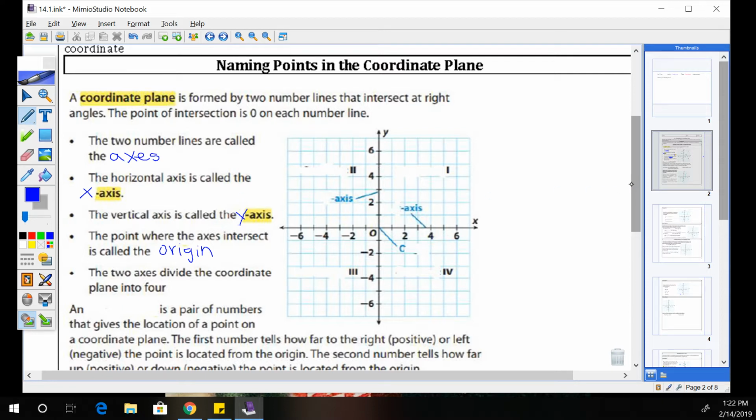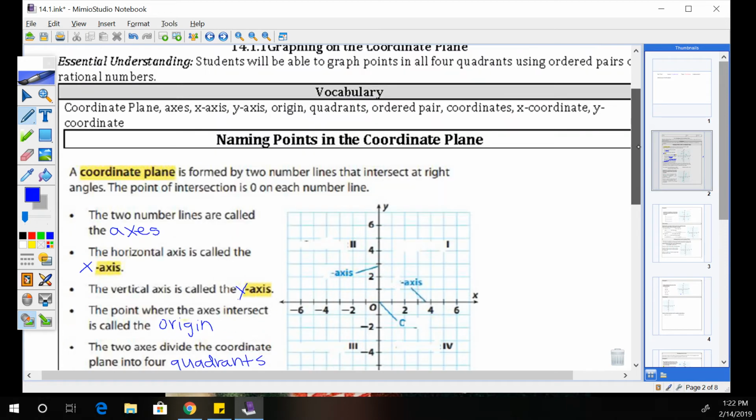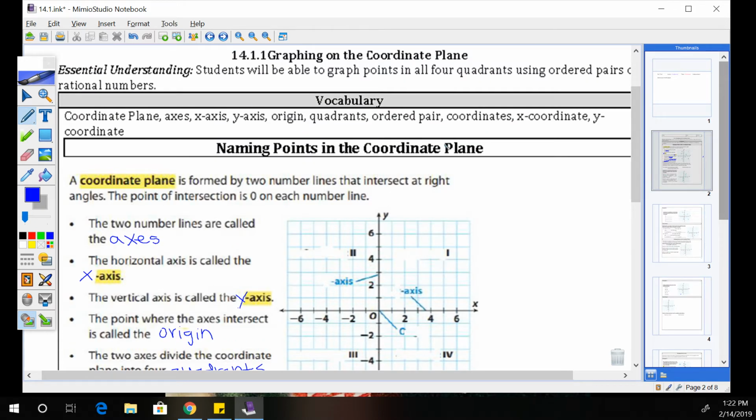Okay? And then if you keep reading, the two axes divide the coordinate plane into four quadrants. Okay, take notes. All you're doing is filling in the blanks as we follow along. It'll save a lot of time. And blank is a pair of numbers, so an ordered pair. The word wall, or the word bank, is up here. If you don't know how to spell it, it's there for you, okay?